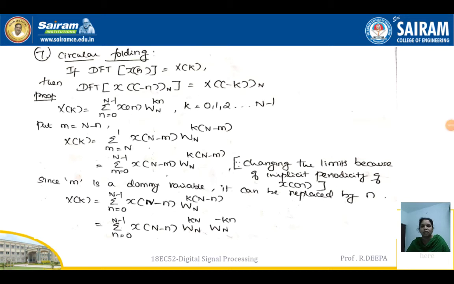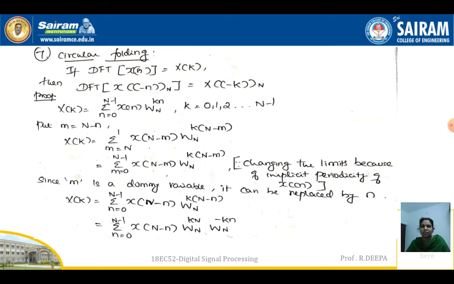Very good morning, students. In today's class, you are going to learn about the properties of DFT, starting with the circular folding property. So, what is circular folding? If you have your sequence x(n), whose DFT you can write as capital X(k), then a sequence which is folded with respect to the given capital N value can be represented as x((-n))_N.